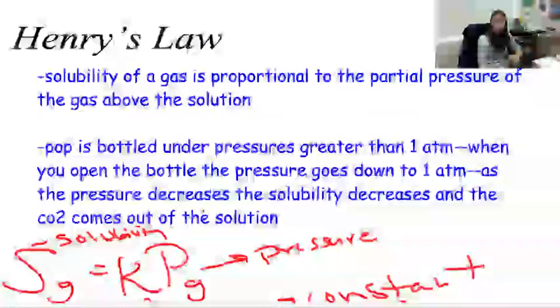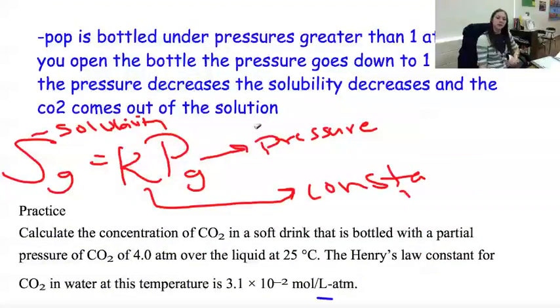So we have here our equation. We have the solubility of a gas, which is S with a little g. We have k, which is a constant, and you're going to have all kinds of k's throughout the year here. But this is the particular constant for that particular gas. Okay, and then we have the pressure of the gas.